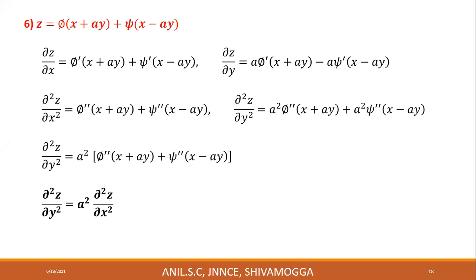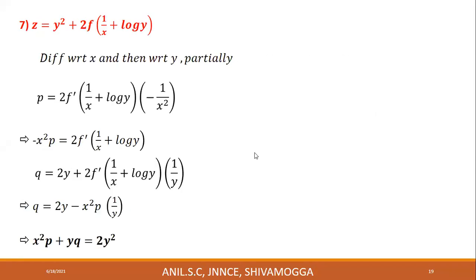A square is a fixed constant. This is the construction of partial differential equation by eliminating arbitrary functions, not constants. Okay, sir. Thank you, sir.